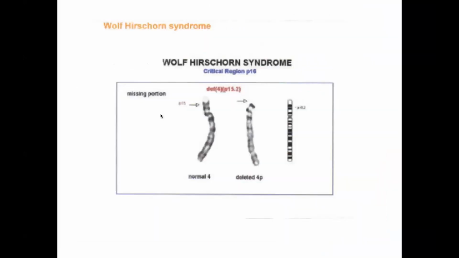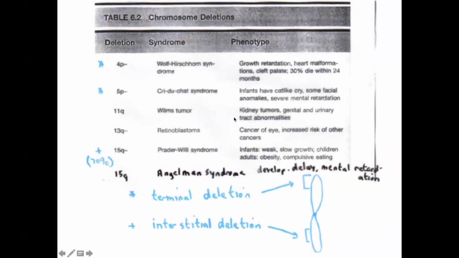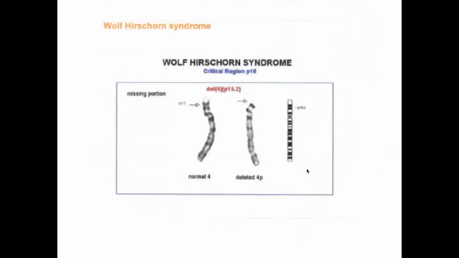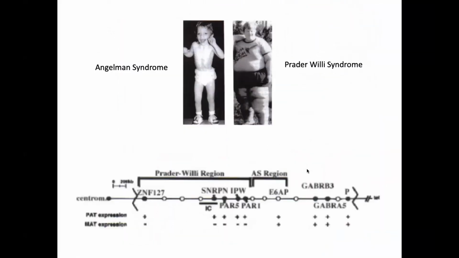If you go back to the table here, Prader-Willi: infants weak, slow growth, obesity, compulsive eating. Angelman syndrome: developmental delays. So as a child, infant, early childhood, very slow growth and development, and significant mental retardation associated with these individuals as well. So if the deletion covers a similar region of chromosome 15, why do you get such different outcomes? We'll talk about that in a second.